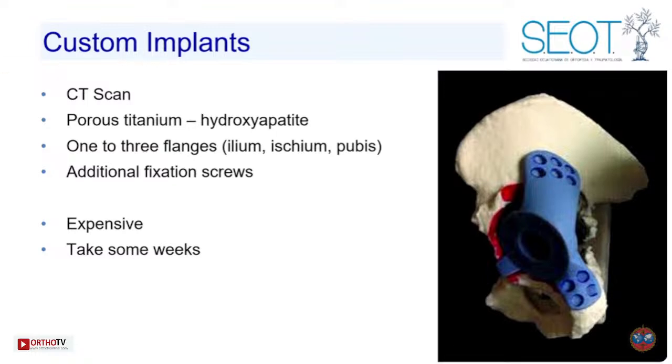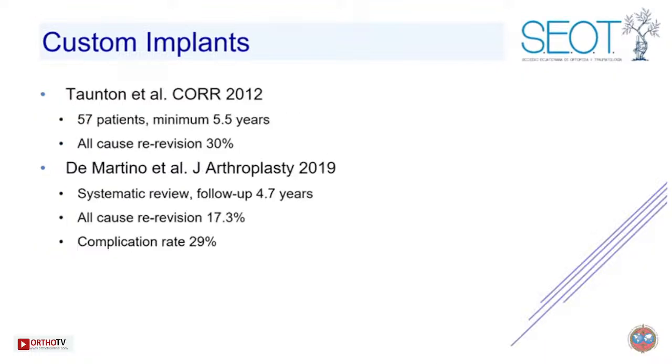It's expensive, and it takes some weeks in order to produce it. There are some works, like this one from the Mayo Clinic, in 57 patients at 5.5 years. They still have revision 30%. Not everyone for aseptic loosening, but we know these are complex cases, so they have just 70% success globally. Another work from the Martino at 4.7 years, they have a complication rate of 29%, all-cause revision of 17%. This includes not just loosening, this includes also dislocations, infections, and other problems.